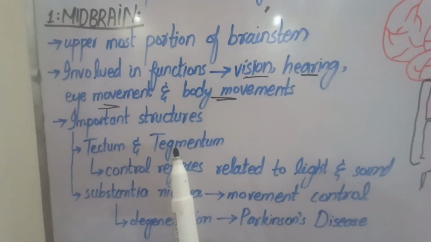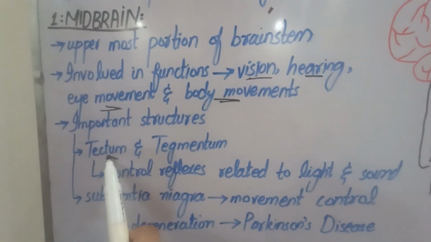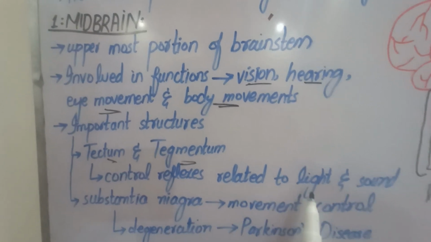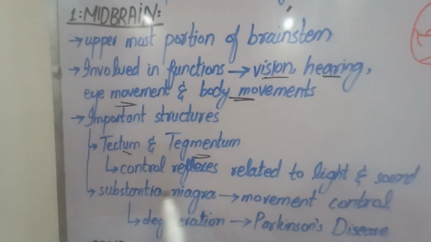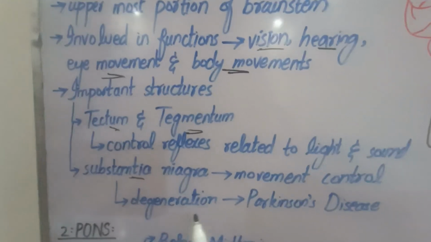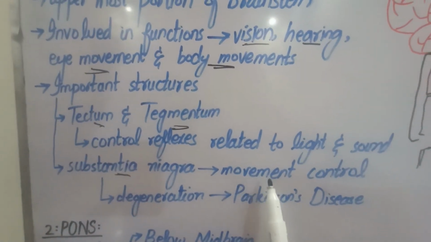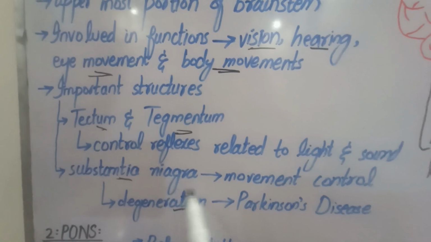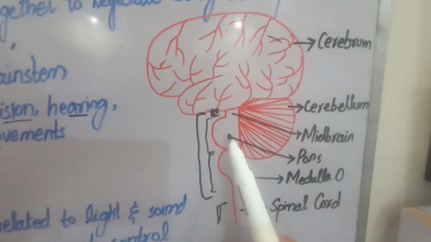Its important structures are the tectum and tegmentum, which control reflexes related to light and sound. The other important structure is the substantia nigra, which is involved in movement control, and if there is degeneration of the substantia nigra, that can cause Parkinson's disease. So this was about the midbrain, this region.